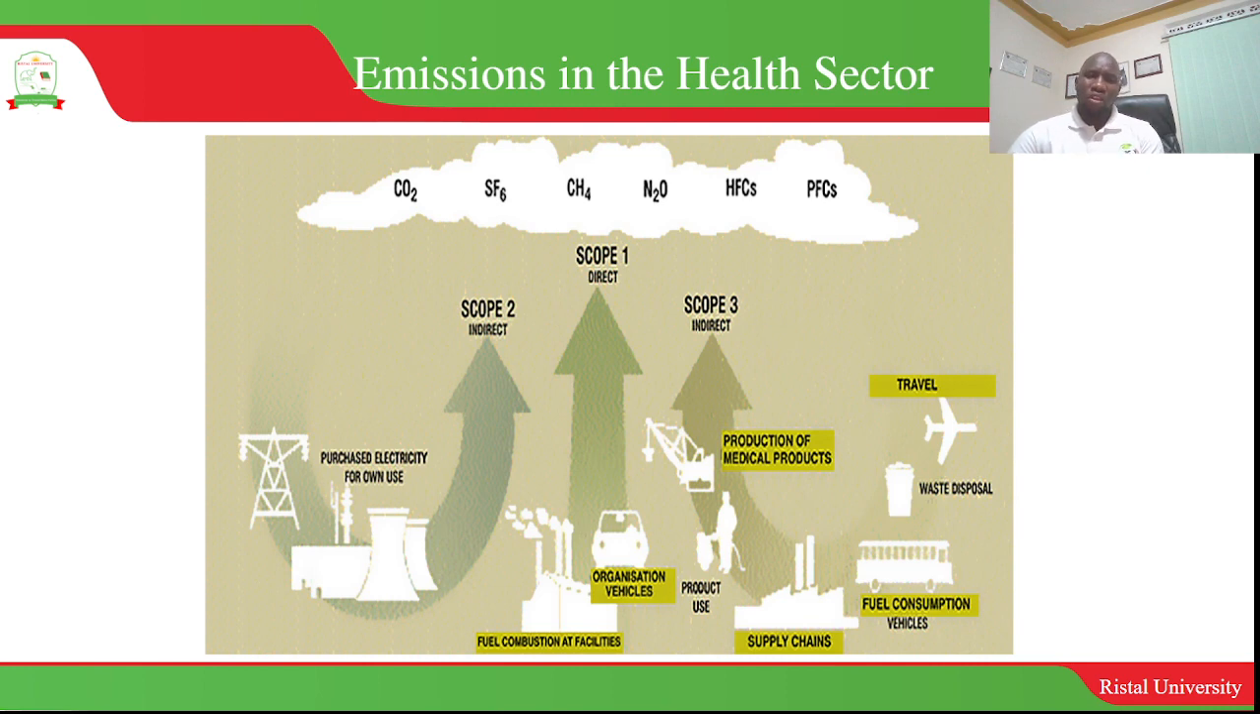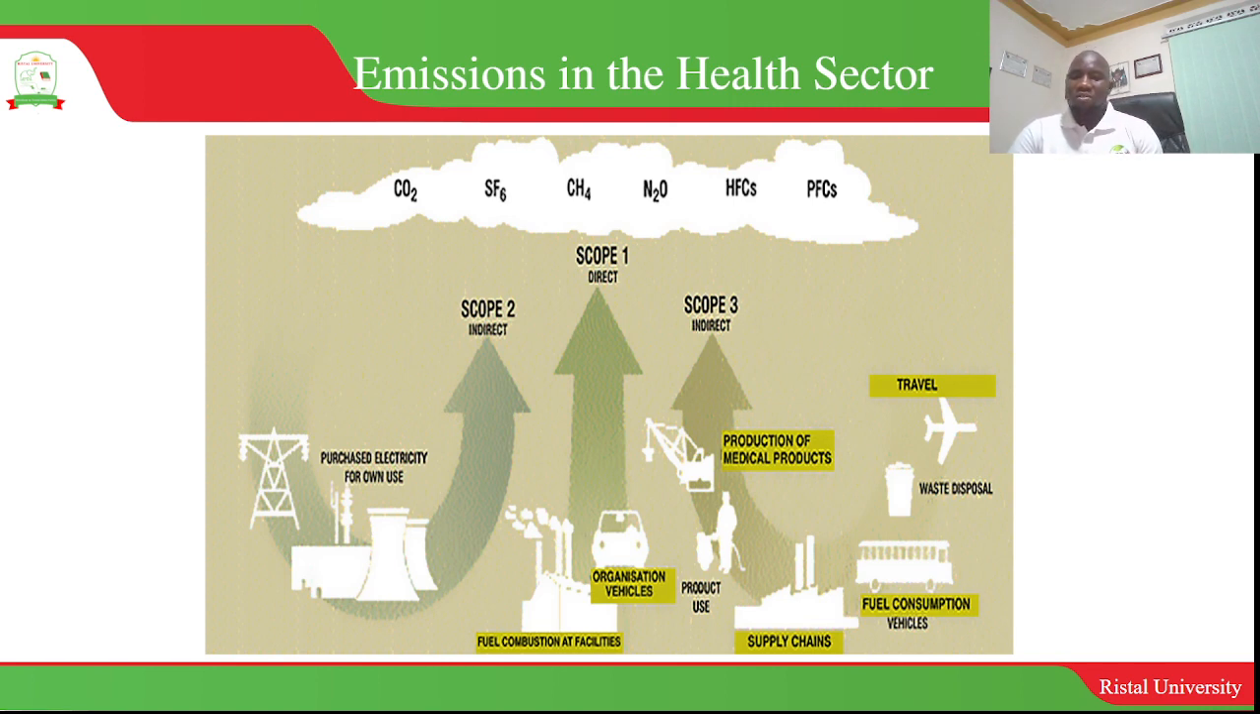And then scope 3 is you are using gloves, you're using sanitizers, you're using stethoscopes, all the different medical products that you're using. But the process of producing these medical products involves emission of greenhouse gases. Okay, so that is scope 3.